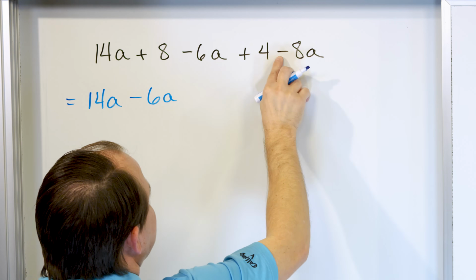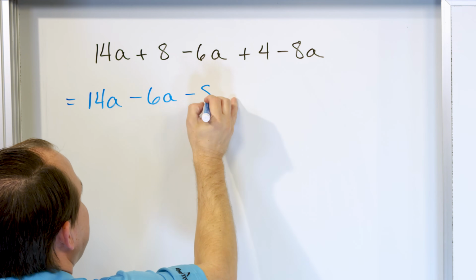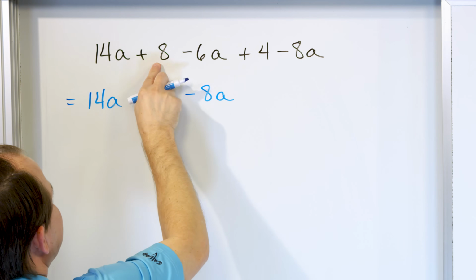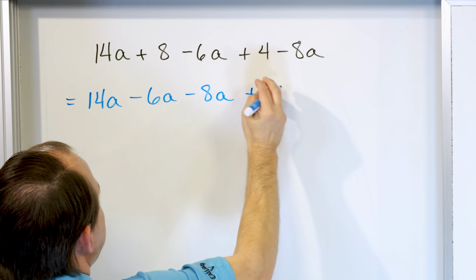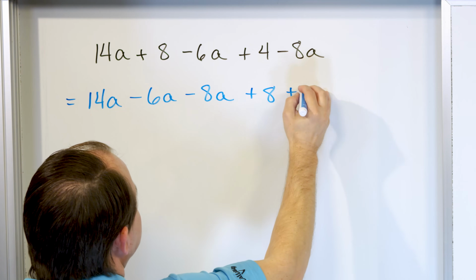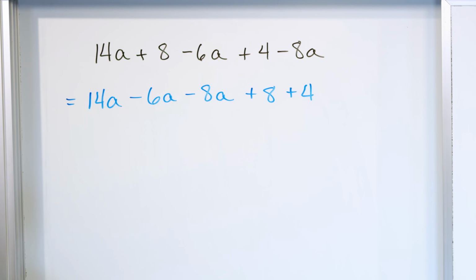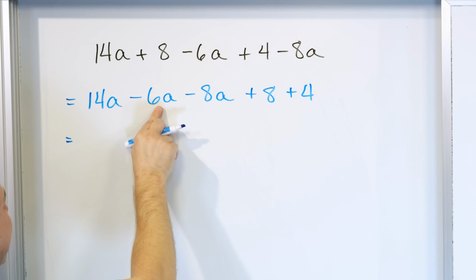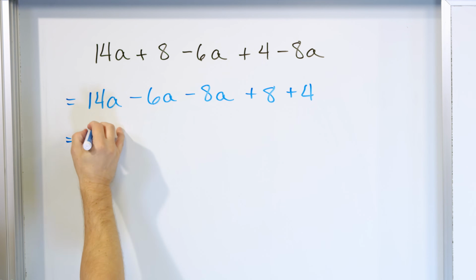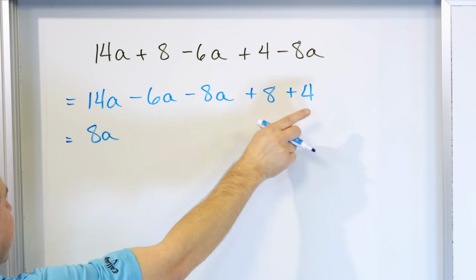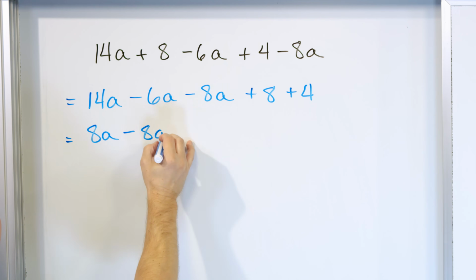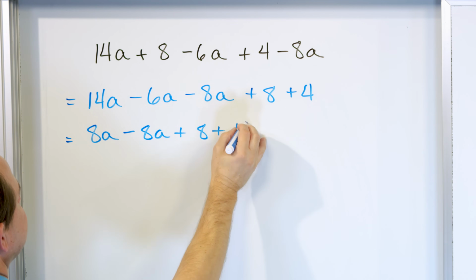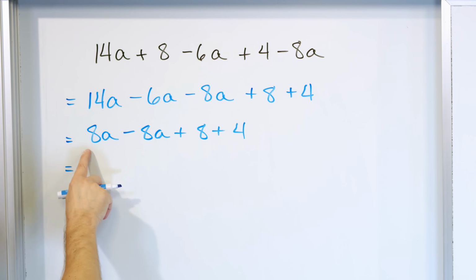This is also a like term. The minus sign goes with it, minus 8a. And then we go back through and catch this term, plus 8 at the end. And this term, the plus goes with it, plus 4. And now all the terms are next to each other. And then we go left to right. What is 14 minus 6? 14 minus 6 is 8, so we write it as 8a. Rest of it, let's just copy it for now. Minus 8a plus 8 plus 4. Next step, I have 8a minus 8a.